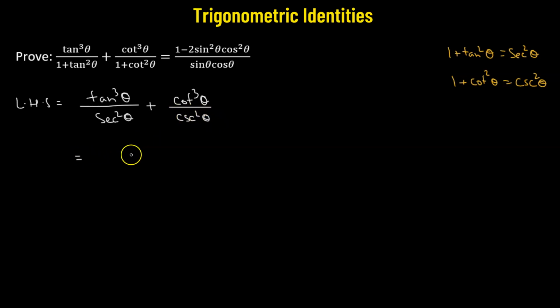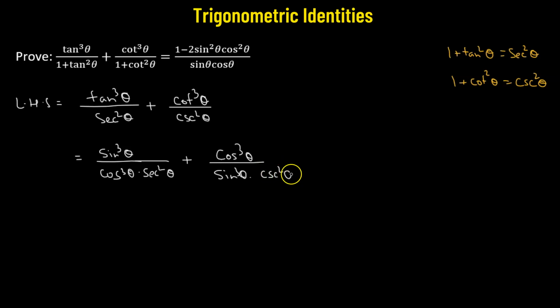Now what we'll do, we'll convert tangent to sine and cosine. So tangent cubed is the ratio sine cubed theta over cosine cubed theta, multiplied by secant squared theta, plus cotangent cubed theta, converting to the ratio cosine over sine, we have cosine cubed theta divided by sine cubed theta multiplied by cosecant squared theta.